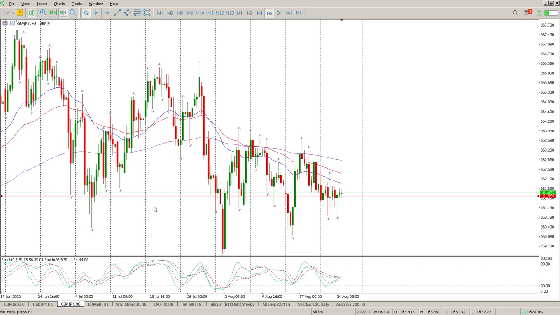Moving on to the British pound, Japanese yen, pretty much even worse. If you look at the 8-hour, look at all these tails here. Nobody really knows what's going on. You've got all the sellers here and you've got the buyers coming in here. They're not buying off structure, they're not selling off structure.